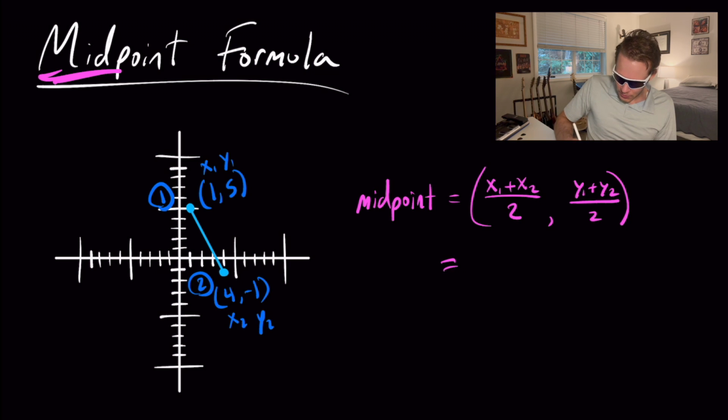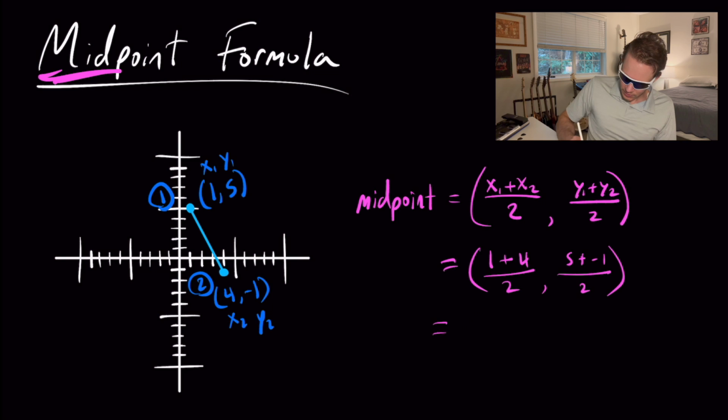So if I were to plug in the numbers for these variables here in this equation, what we would get is this. We get, if I do x1 plus x2, that's going to be 1 plus 4, all divided by 2. And then y1 plus y2, that's going to be 5 plus -1, then divide that by 2. Simplify everything. 1 plus 4 is 5, divided by 2. 5 plus -1 is 4, divided by 2.